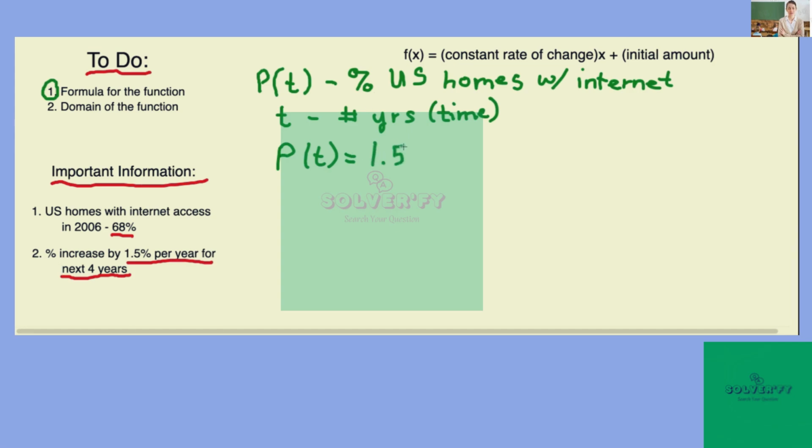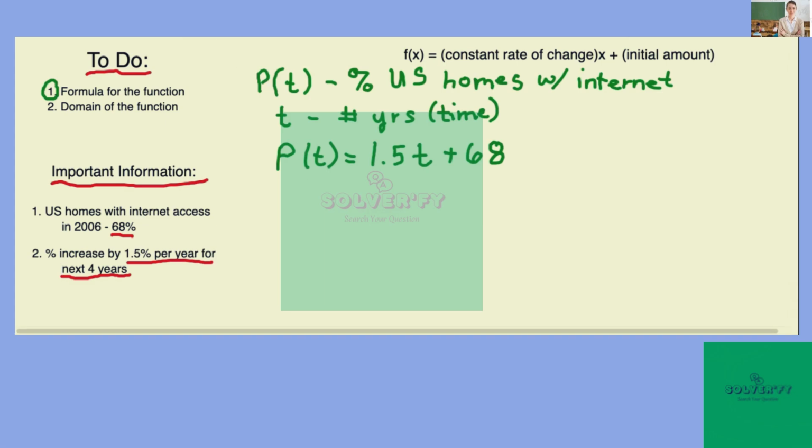1.5. Oops, I put x, that's wrong. Our variable is t, so 1.5 times t, that's our number of years, plus the initial amount. We are starting in 2006, and in 2006, we have 68%. So 1.5t plus 68%. So that here is our function that we can write for this situation.